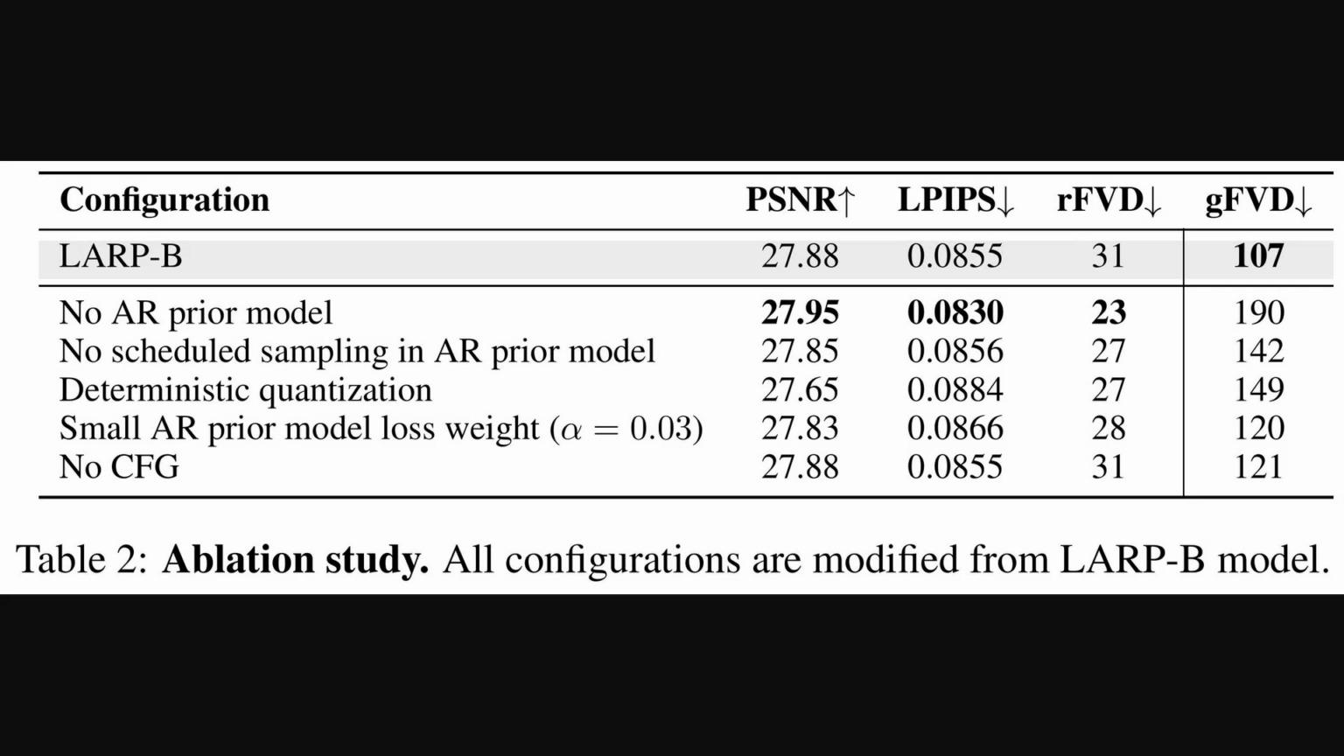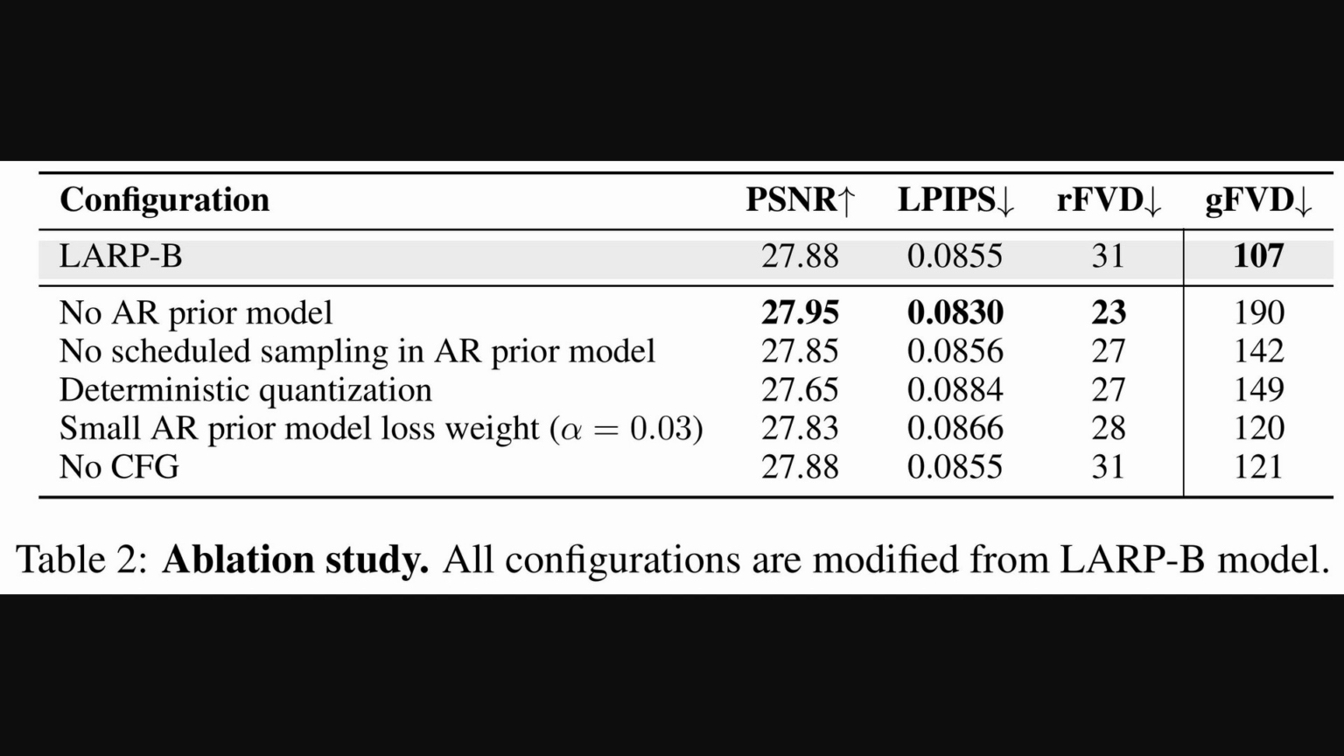Building on those impressive results, this next table, Table 2, presents an ablation study. An ablation study, well, it's where researchers carefully remove or change parts of their model to see how each component contributes. They're looking at different configurations based on their LARP-B model. We see metrics like peak signal-to-noise ratio, or PSNR, a measure where higher scores mean better visual quality, and learned perceptual image patch similarity, or LPIPS, where lower scores are better.